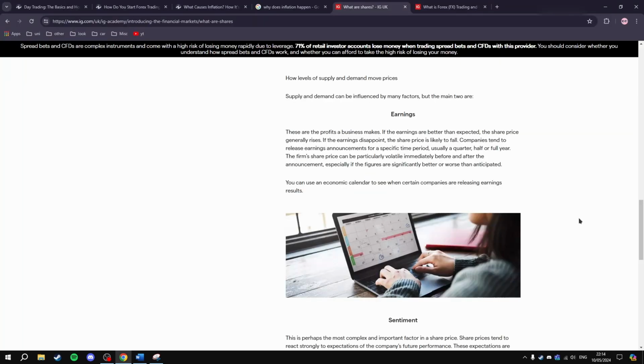These are the profits a business makes. If the earnings are better than expected, the share price generally rises. If the earnings disappoint, then share price is likely to fall. Companies tend to release earnings announcements for a specific time period, usually a quarter, half, or full year. The firm's share price can be particularly volatile immediately before and after the announcement, especially if the figures are significantly better or worse than expected. You can use an economic calendar to see when certain companies are releasing earnings results.